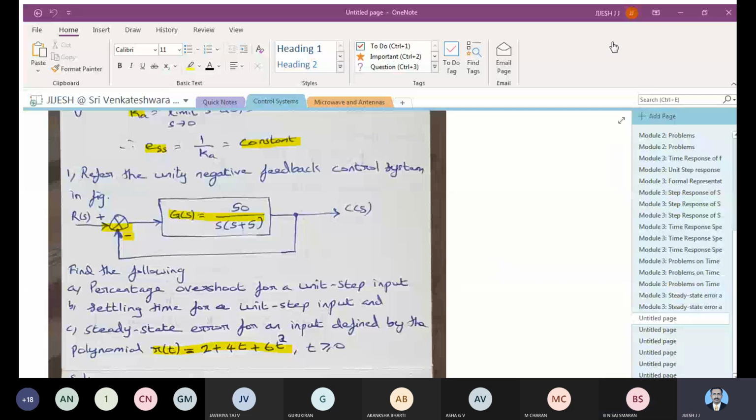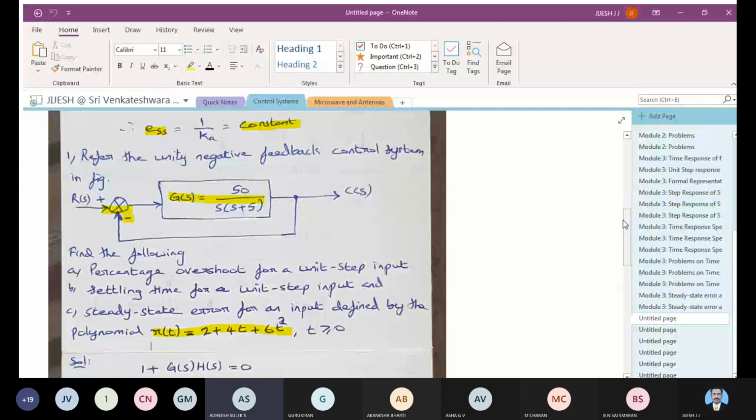We will try to solve it. Good morning. Here we can see, write down this problem. In the previous class, I asked you to go through this problem. Could any one of you solve it?